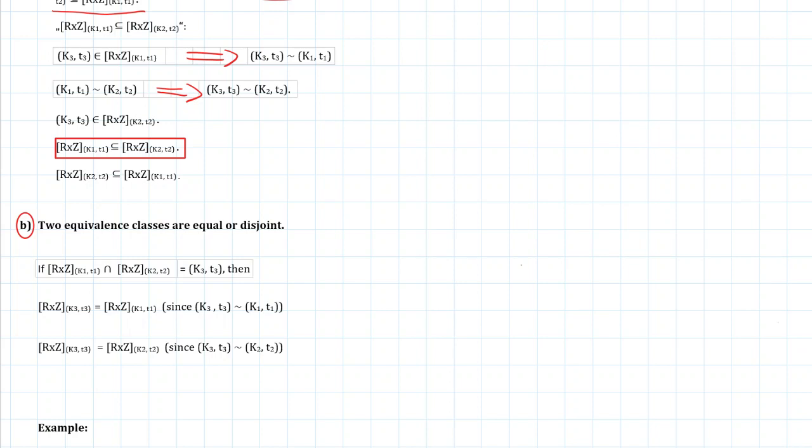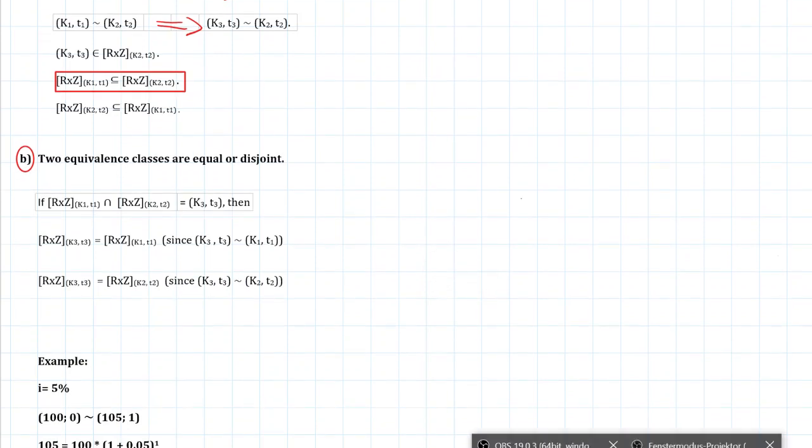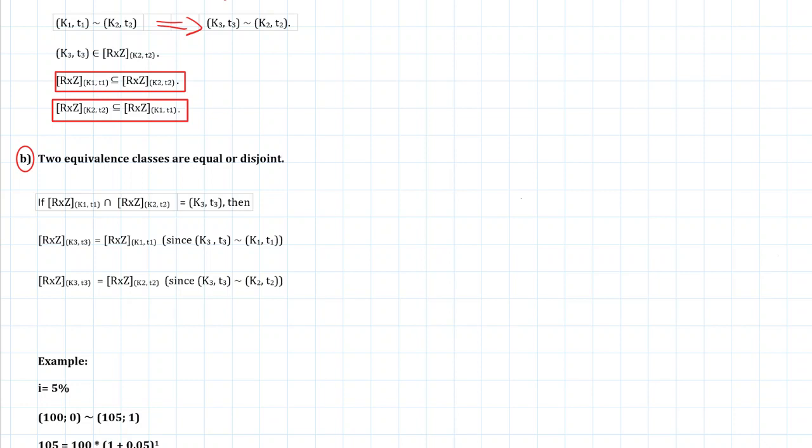We can use the second statement, that the equivalence class of K2 is a subset of the equivalence class of K1, just by repeating the steps, exchanging K1 with K2. But we can also use the symmetry of the relation, so that K1 relates to K2 also implies that K2 relates to K1, and this means that you can exchange K1 and K2, so it follows that the equivalence class of K2 is a subset of the equivalence class of K1.